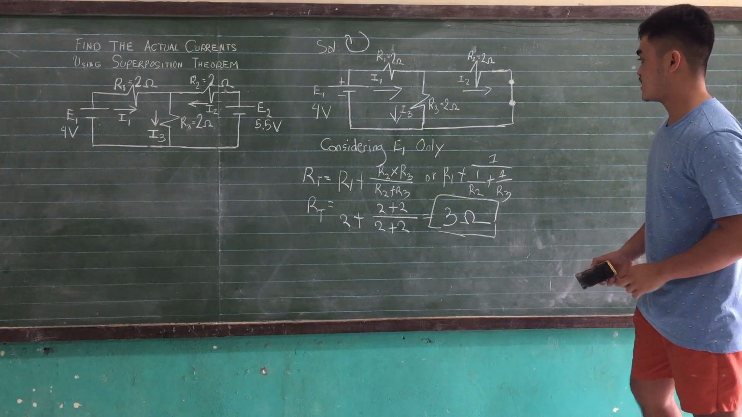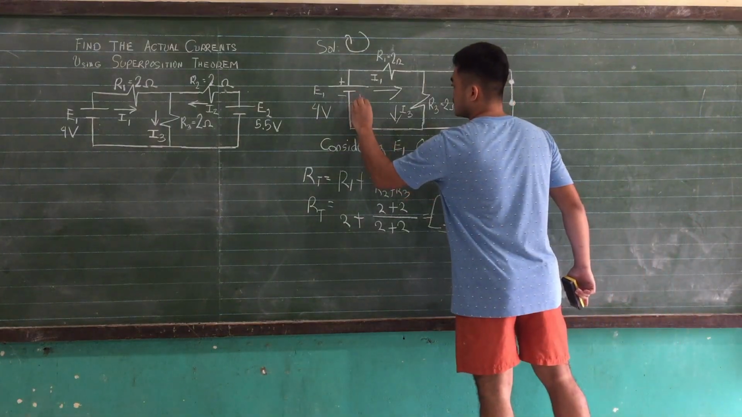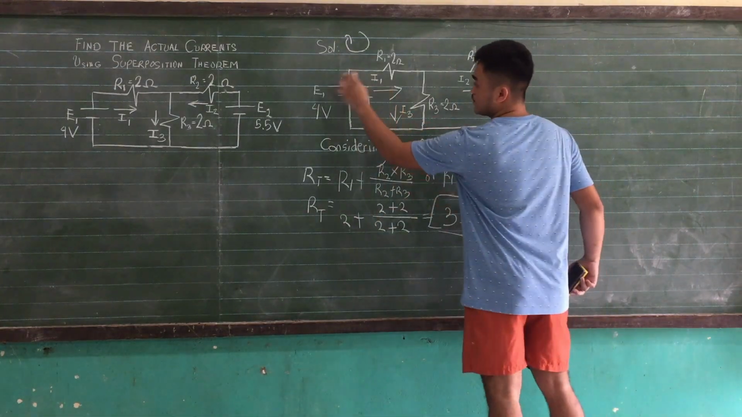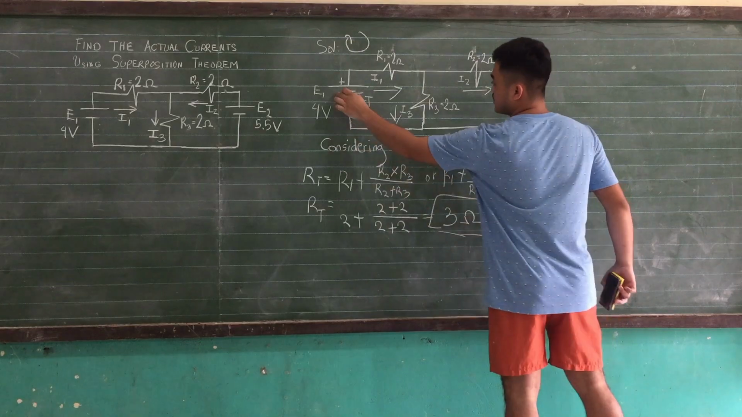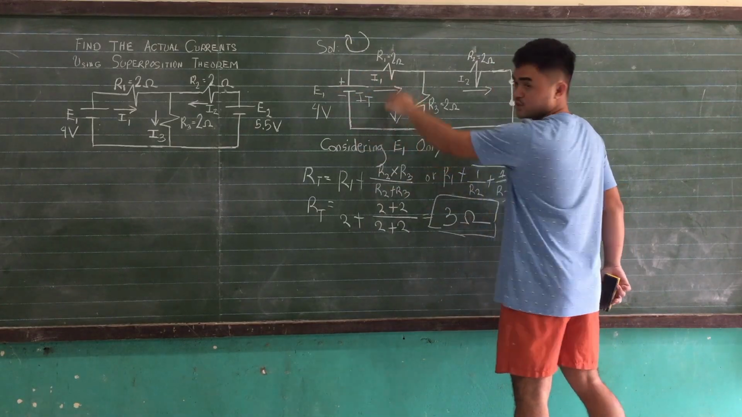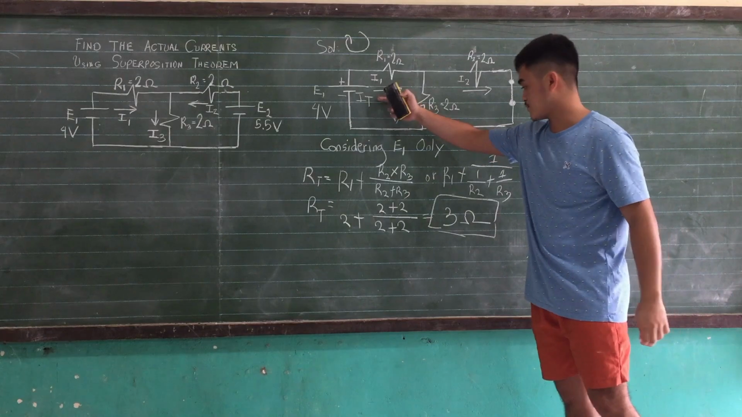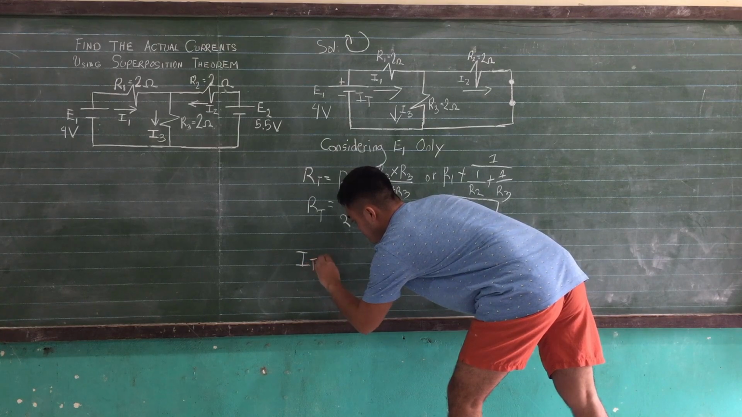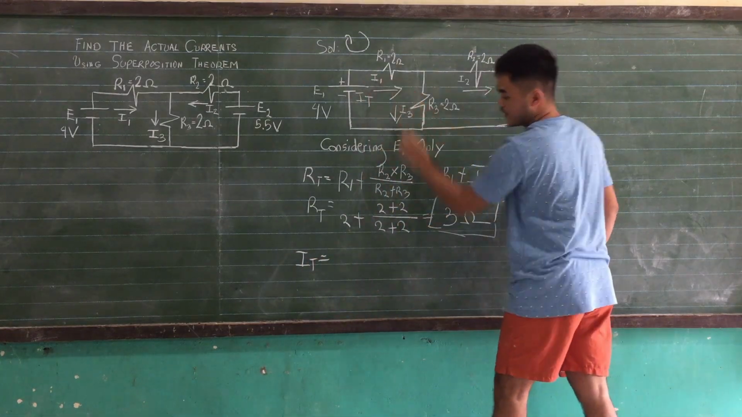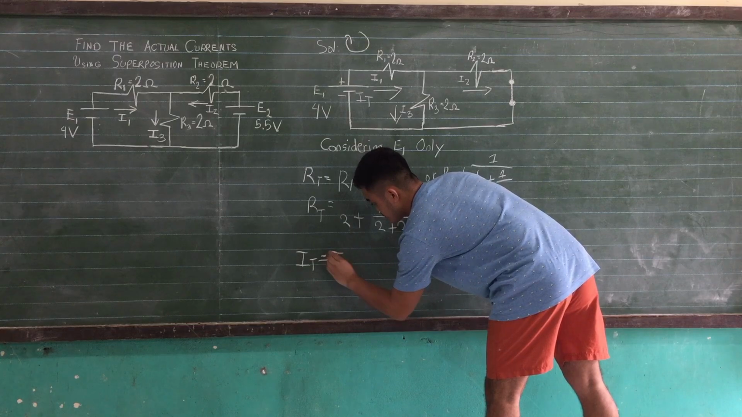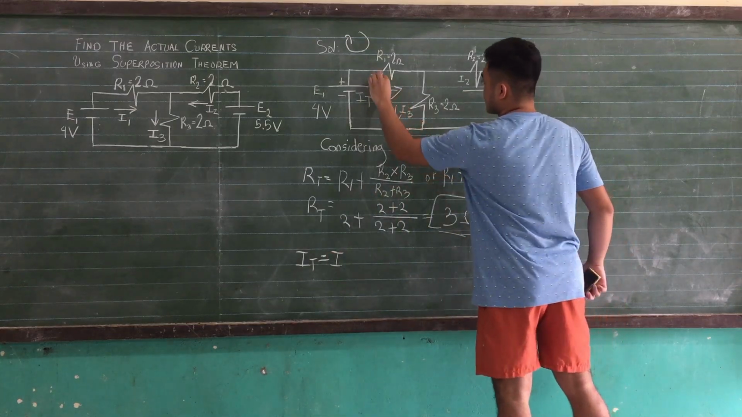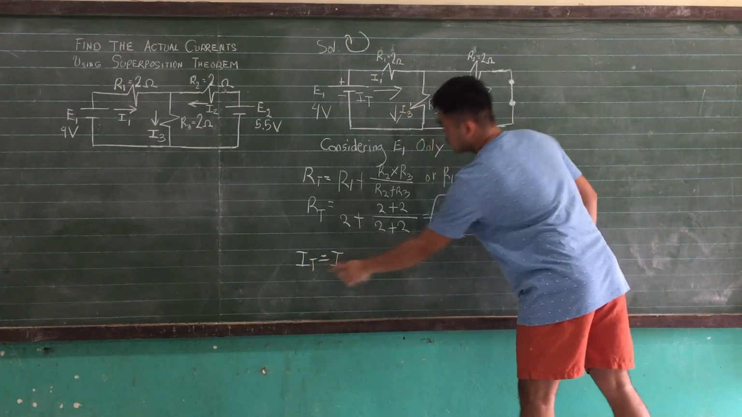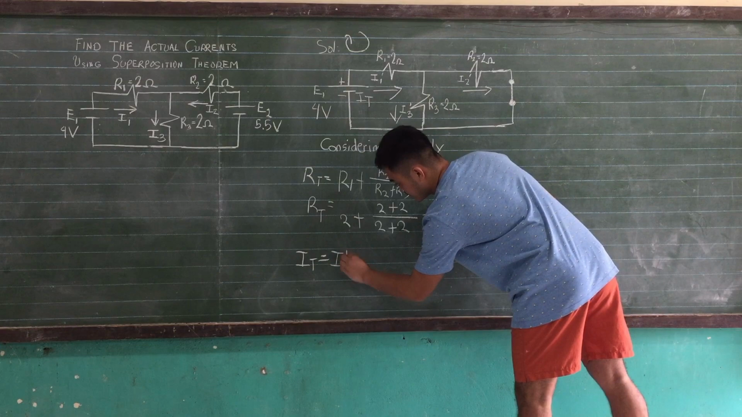So nasaan nga ba yung I total natin dito? This is our I total. This is our current that will be coming from our E sub 1, that is equal to E sub 1 prime. So yun din yun. There is only one current flowing here. So I total is equal to I sub 1. So we can say that this is I sub 1 prime, I sub 2 prime, and I sub 3 prime. So I total is equal to I sub 1 prime.